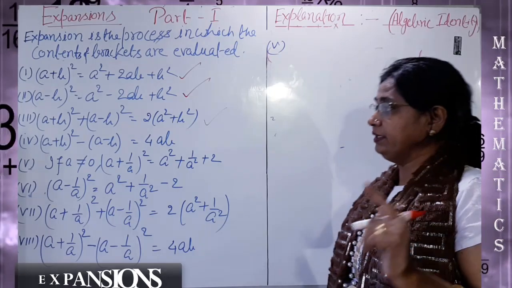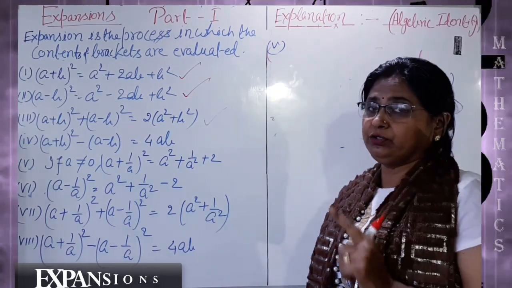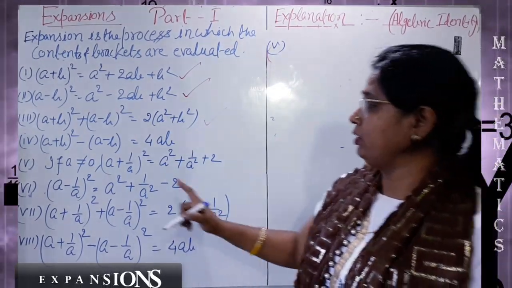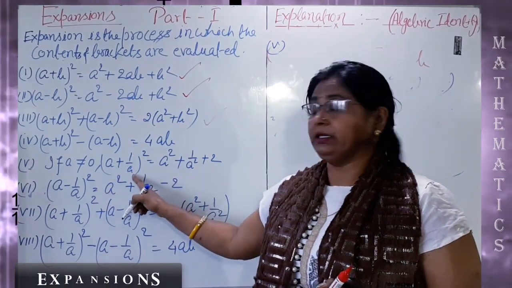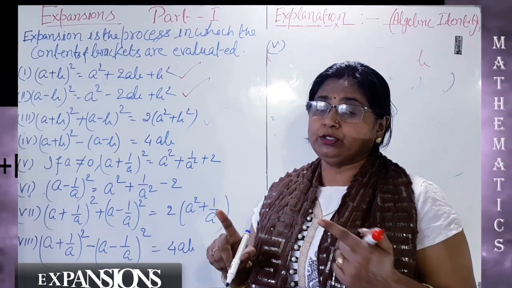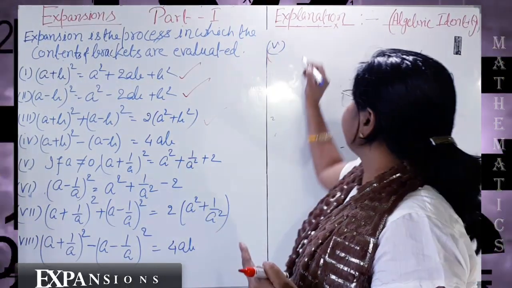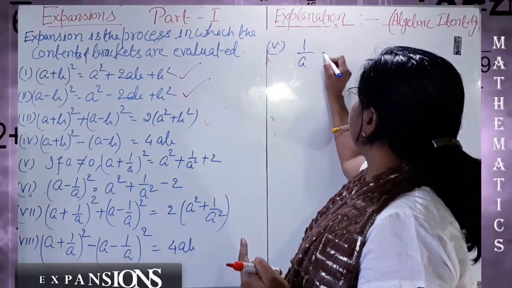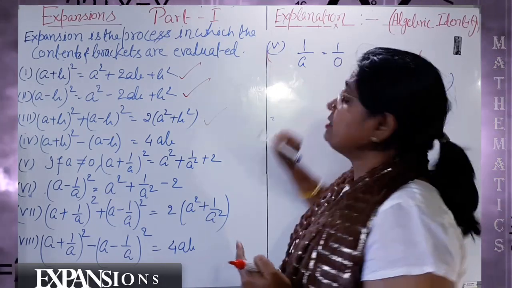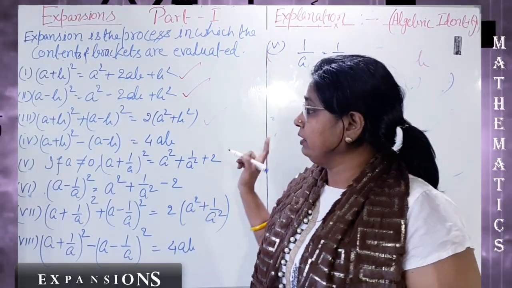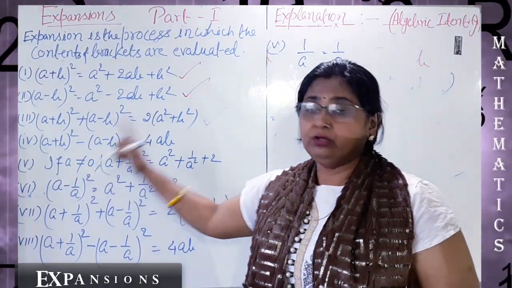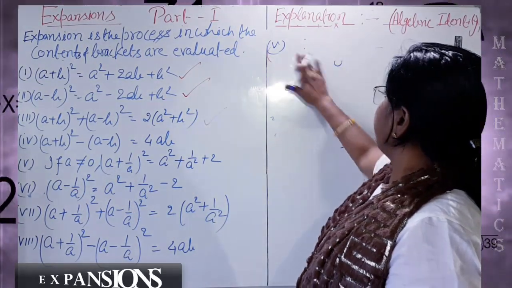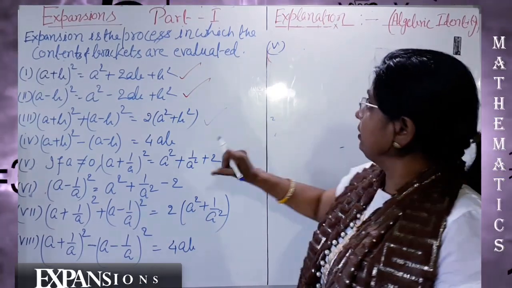Fifth number is the condition: if a is not equal to 0. Always a is not equal to 0 because they have given a plus 1 by a, and if a is equal to 0 then 1 by a is infinity. That's why the condition given is a never equal to 0. Then only this identity is fulfilled.